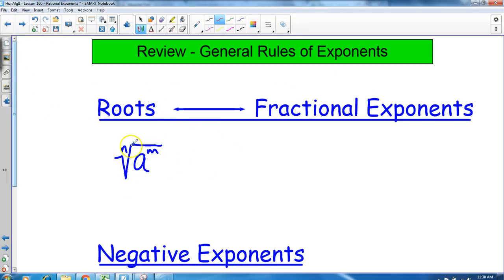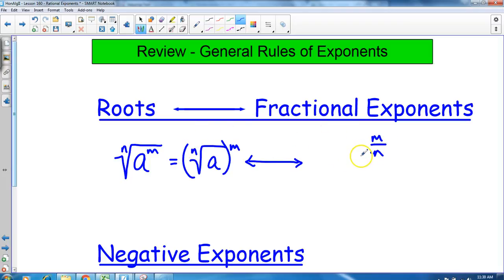So moving ahead, let's look at what happens. If we have the nth root of a to the m, I can rewrite that as the nth root of a raised to the m power. And if I want to change that into fractional exponents, the power becomes my numerator, so it's m. The denominator is the root, so there's my n, and the radicand, whatever's underneath that radical, is going to become the base. So I can convert between these two. Sometimes it's more useful to have it in this root form. Sometimes it's more useful to have it in this fractional exponent form.